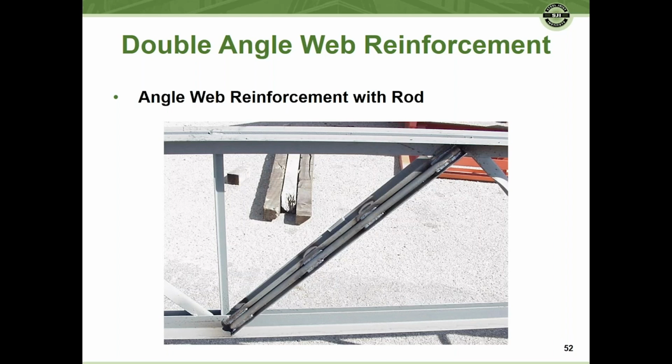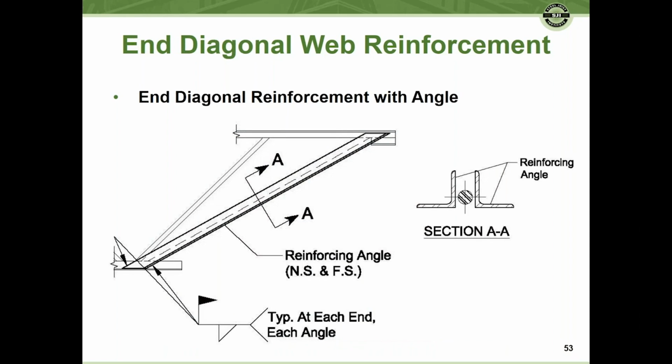And here's an example of that. As you can see, the rod has been placed in. They're not continuously welded. They're just intermittently welded and then welded at the ends. Diagonal web reinforcement is always a little tricky because we're really careful to get that work point over the bearing surface.